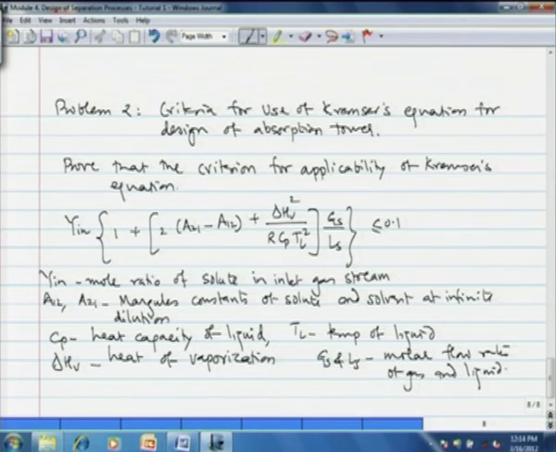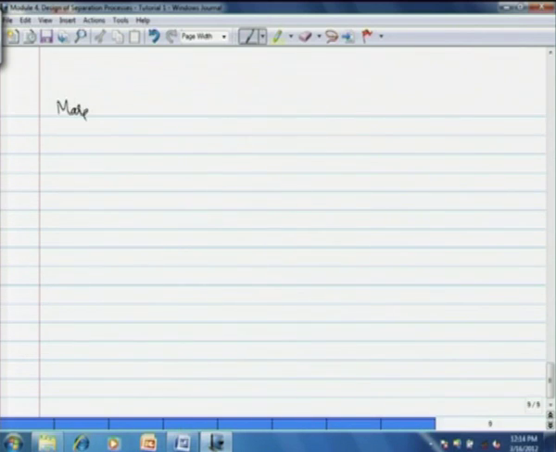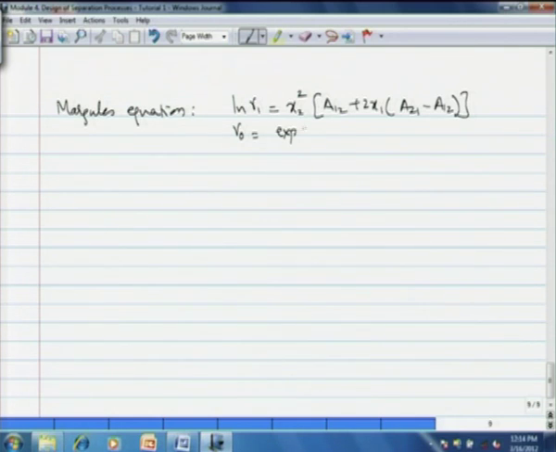So, we have to develop this criteria. We are given the Margules equation for activity coefficient. The Margules equation is ln gamma 1, where 1 denotes solute and 2 denotes solvent, equals x2 square into A12 plus 2 x1 into (A21 minus A12), and gamma naught, the activity coefficient at infinite dilution, is exponential A12. Okay. So, we start our solution.